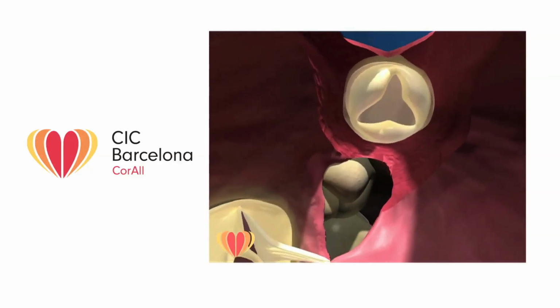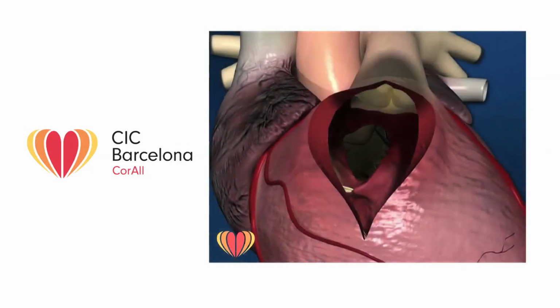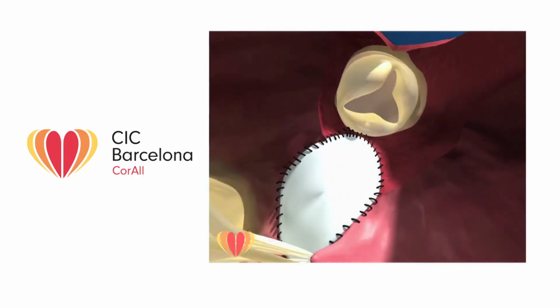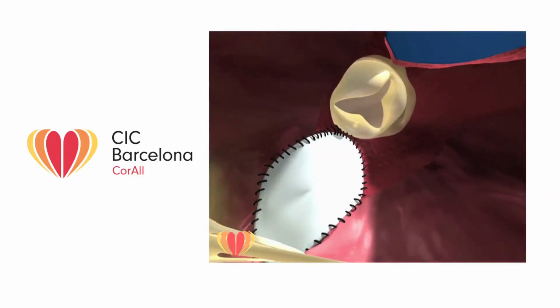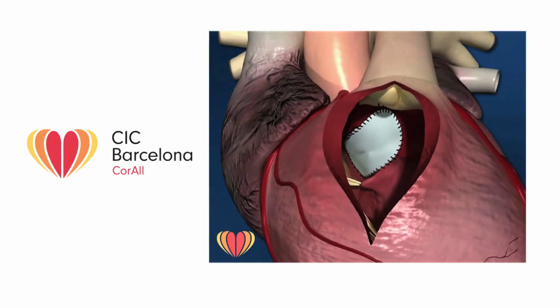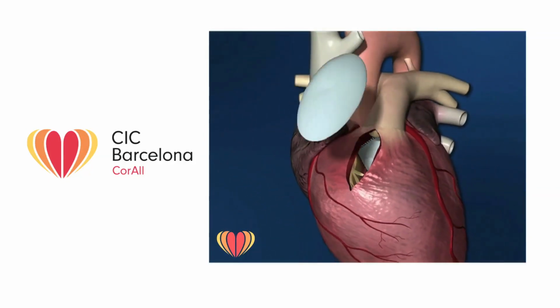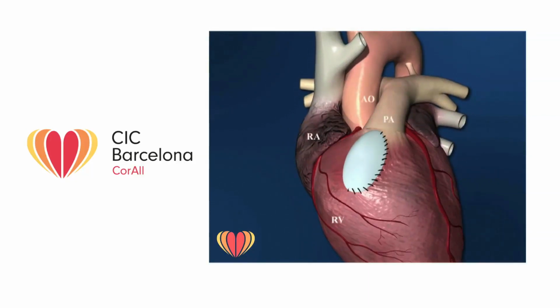Once the right ventricular outflow tract stenosis has been relieved, ventricular septal defect is repaired with a pericardial or other patch. In the end, the right ventricular outflow tract is reconstructed using a pericardial or other patch.